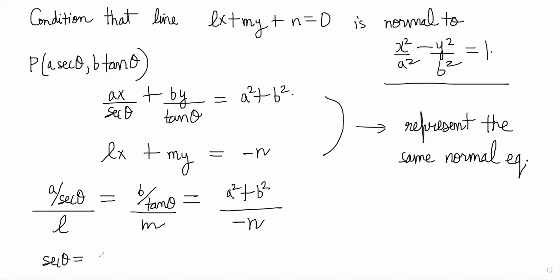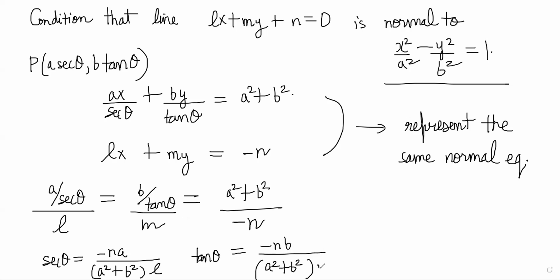Sec theta would be minus na by a square plus b square into L. And tan theta would be minus nb by a square plus b square into m. So once you have gotten sec theta and tan theta, we can use the identity sec square theta minus tan square theta to eliminate theta, right?